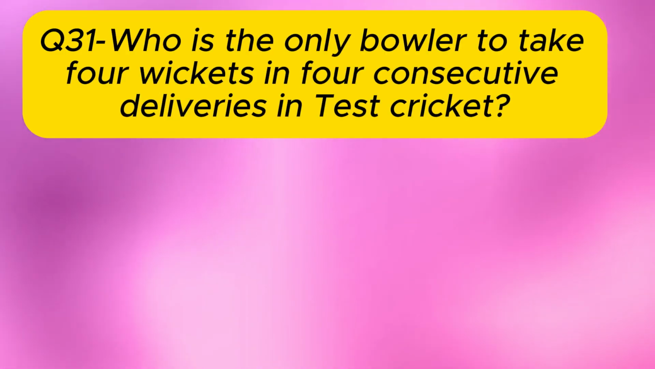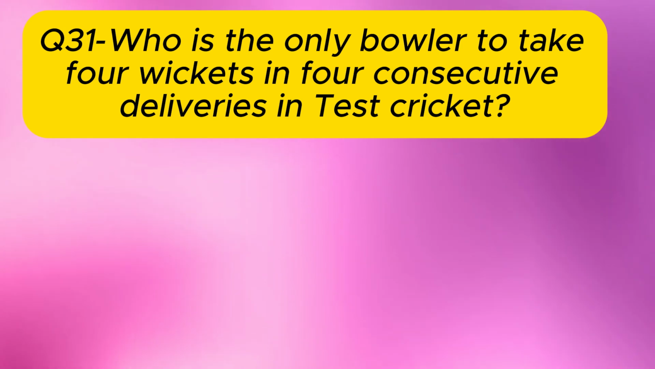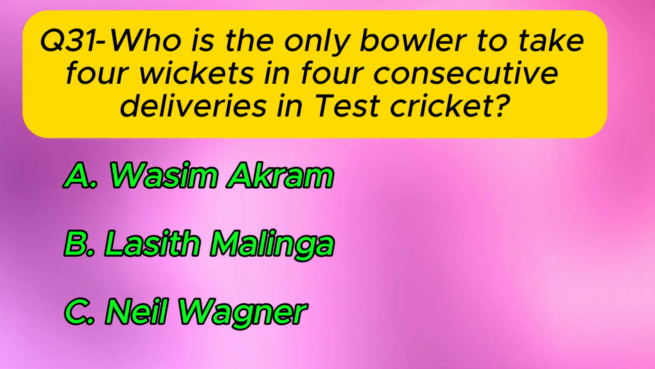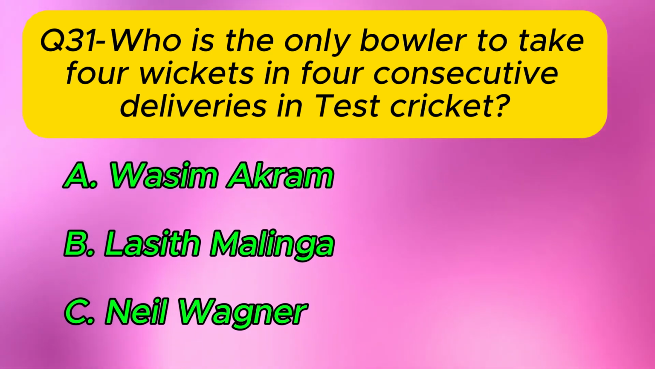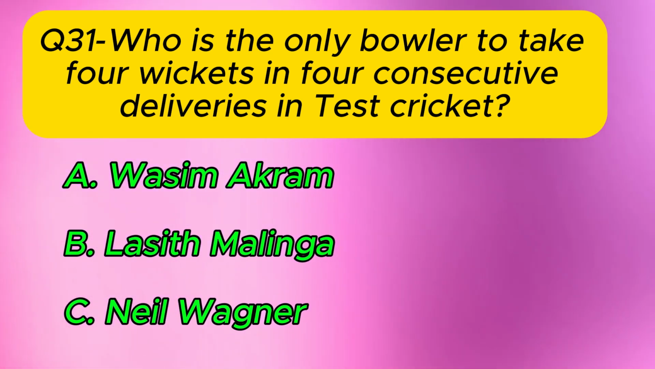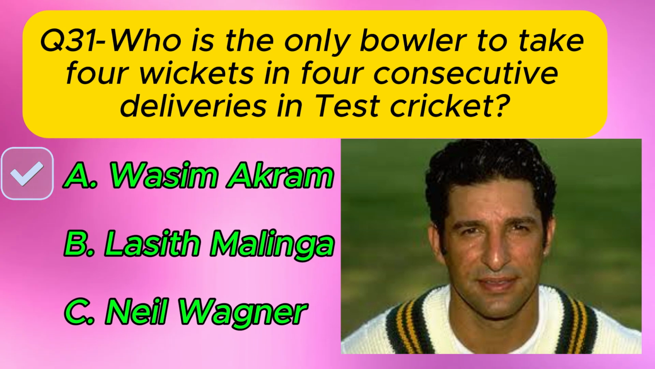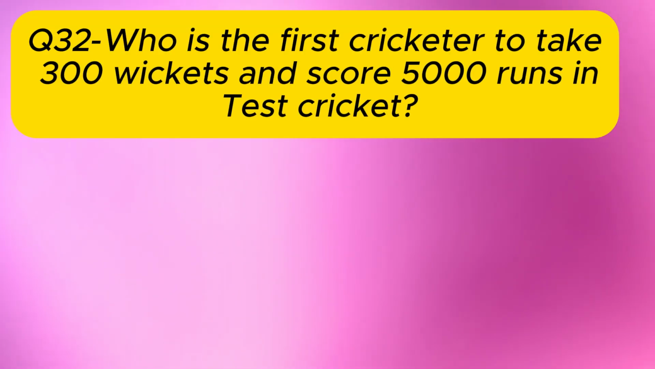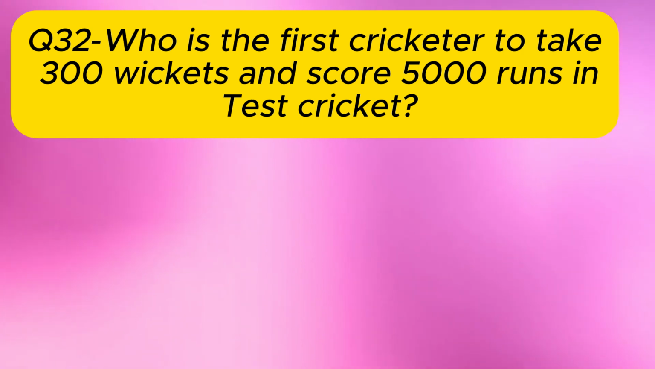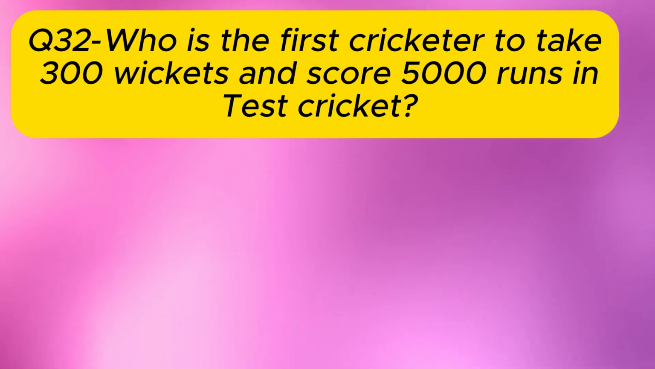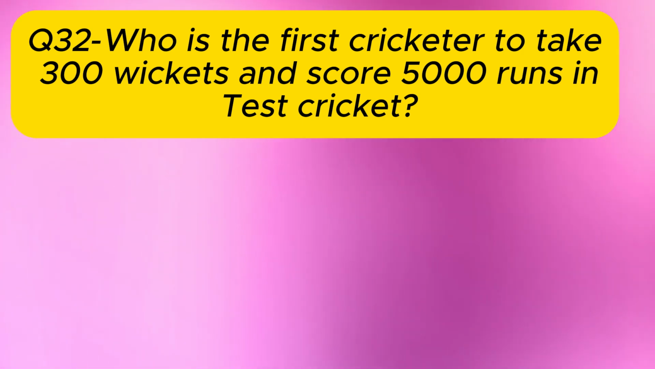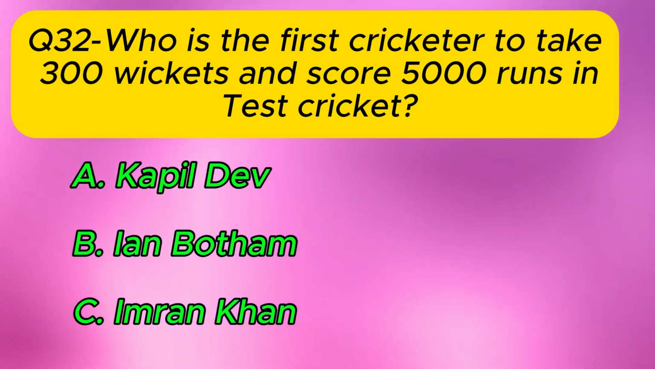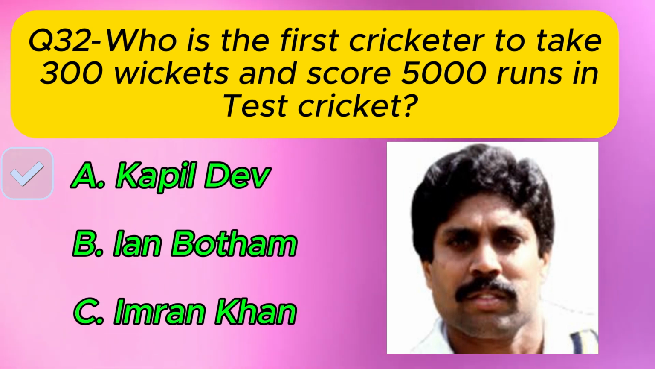Who is the only bowler to take 4 wickets in 4 consecutive deliveries in Test cricket? Correct answer is option A, Wasim Akram. Who is the first cricketer to take 300 wickets and score 5,000 runs in Test cricket? Correct answer is option A, Kapil Dev.